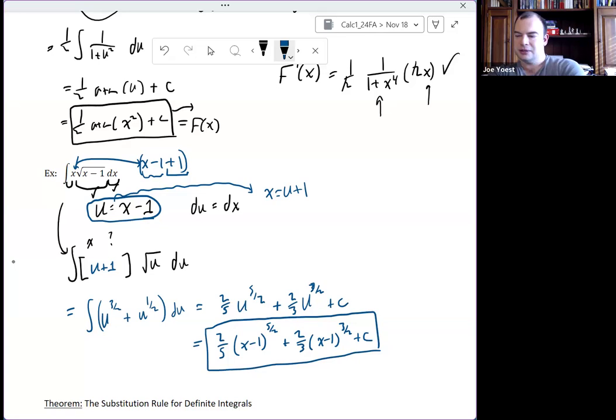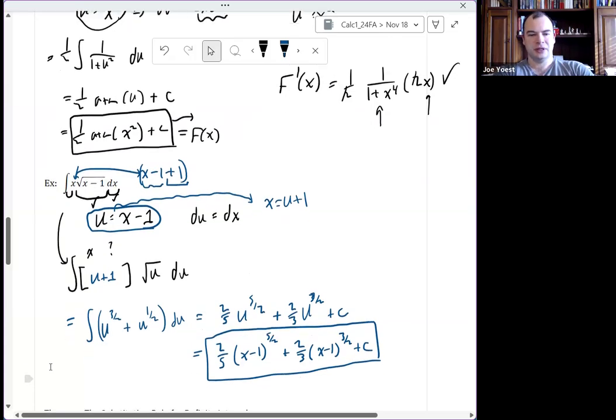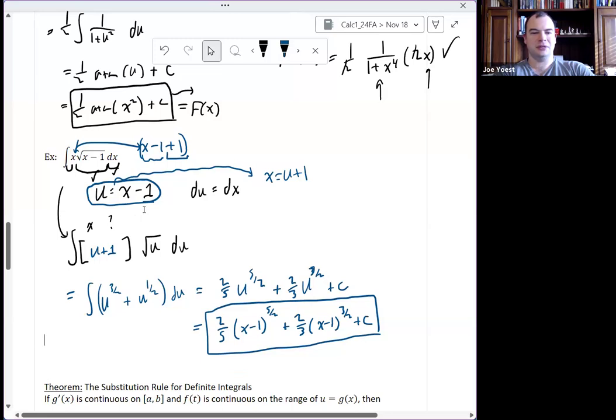Any questions so far? Okay, so like I said, this last problem maybe on the more challenging end of things. But we see that we still can solve it with substitution rule.